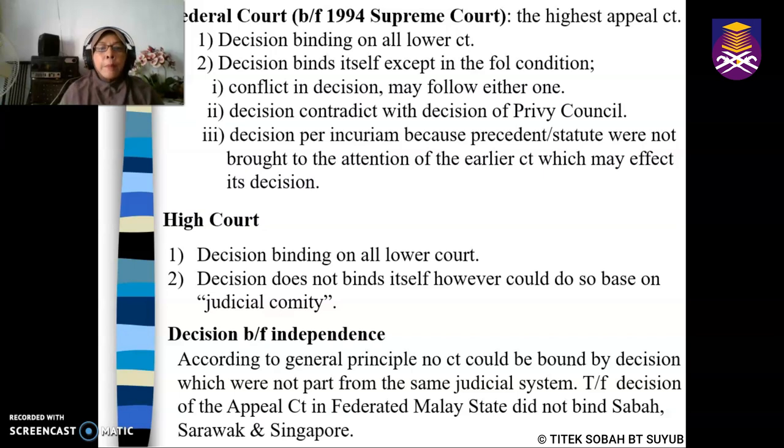So what about the decision of the High Court? The decision of the High Court is binding on the lower courts: it is binding on the Session Court and on the Magistrate Court. However, it does not bind the High Court.